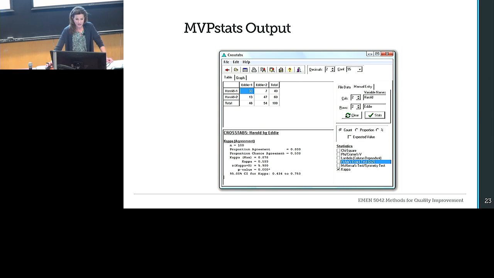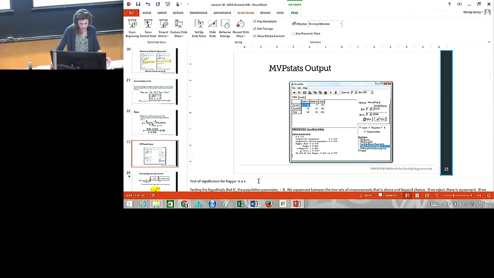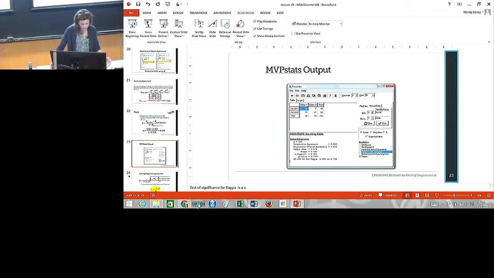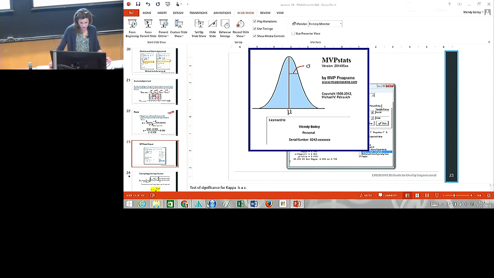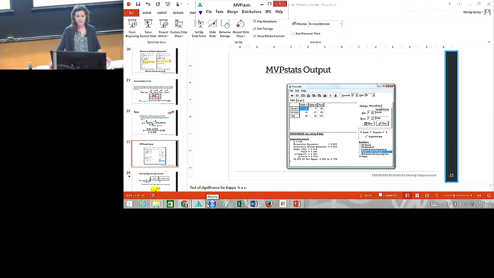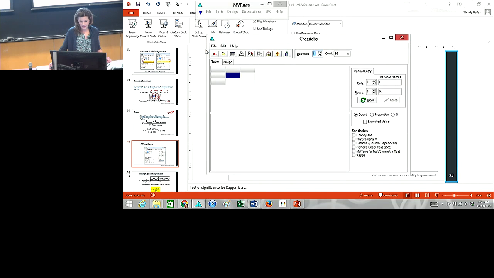Okay. So this is what the MVP Stats output will look like. I'm going to keep my ink annotations here. Let me just show you. Have you guys used crosstabs before? Okay, you've used it? Yeah, that's 5005. It is under tests, and you go to crosstabs.